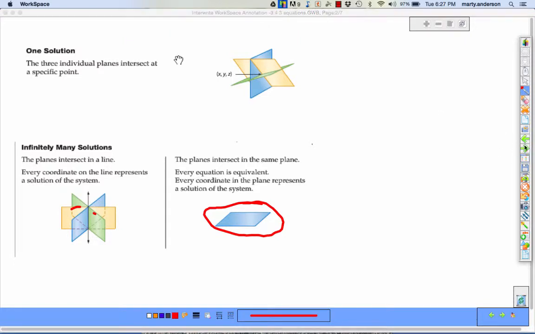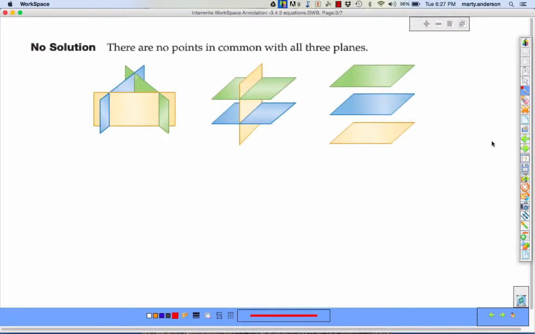And then you could have no solution, where there are no points in common with the three planes. It could look like this, where there's an enclosed space. It could look like two parallel and then one going through them. These two don't have any in common, and then of course we have three parallel.